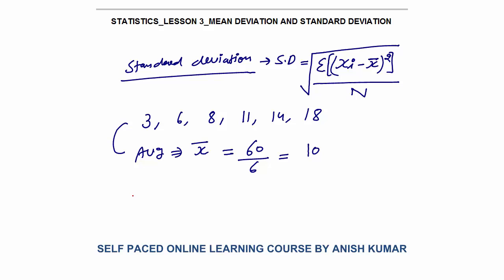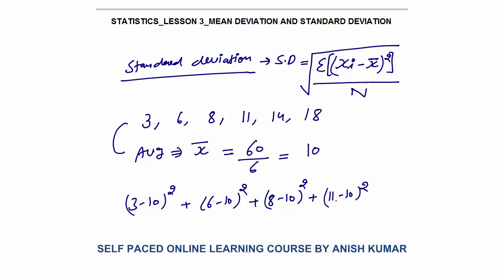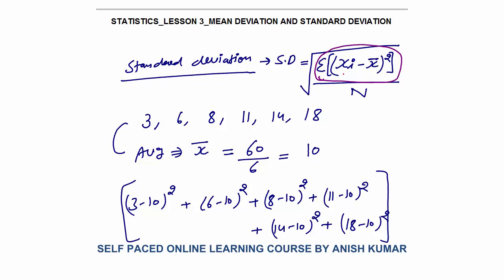Now I will subtract the average from each number, then square, then add. So 3 minus 10 squared, plus 6 minus 10 squared, plus 8 minus 10 squared, plus 11 minus 10 squared, plus 14 minus 10 squared, plus 18 minus 10 squared, and then I am adding all these numbers. This will give me the numerator part, the summation of xi minus x bar whole squared.